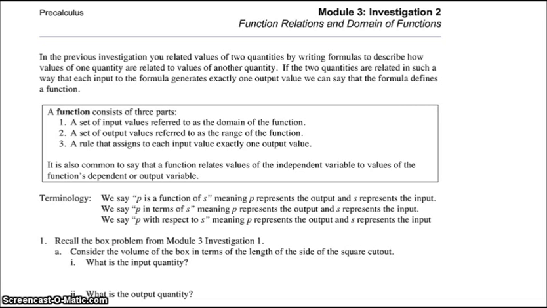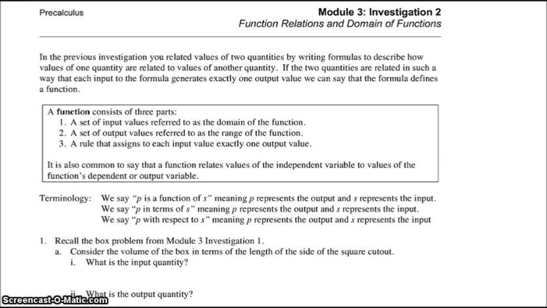A function consists of three parts: a set of input values referred to as the domain of the function, a set of output values referred to as the range of the function, a rule that assigns to each input value exactly one output value. It is also common to say that a function relates values of the independent variable to values of the function's dependent or output variable.